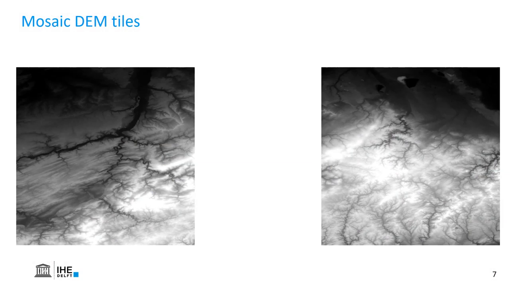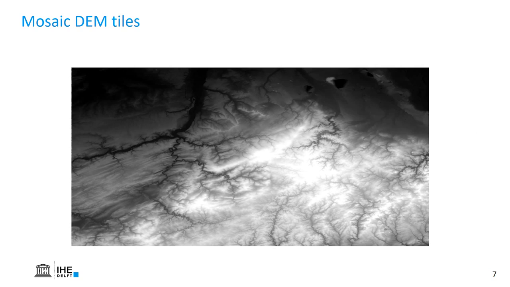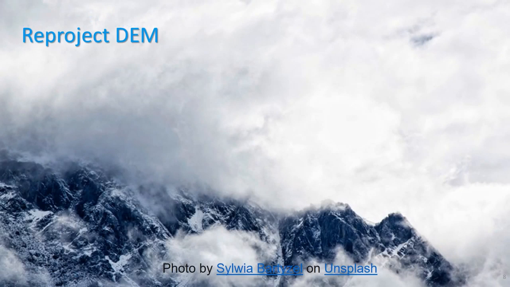Then usually your study area is not located nicely in the center of a tile, but is spread over 2 or more tiles. So the next step is to mosaic the DEM tiles, which means that you simply merge them. The next step is to reproject the DEM.